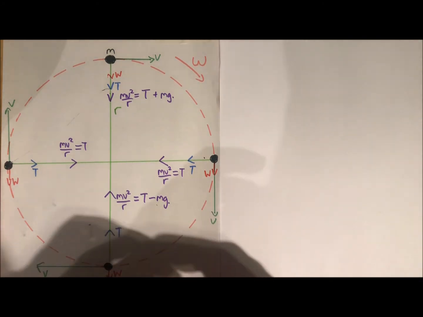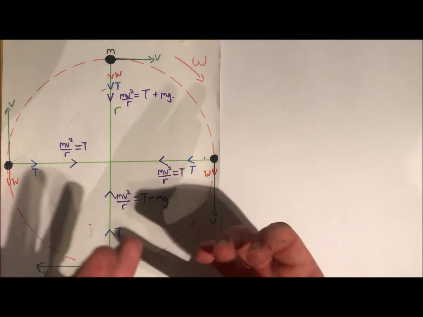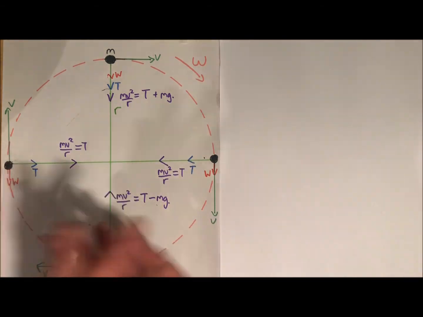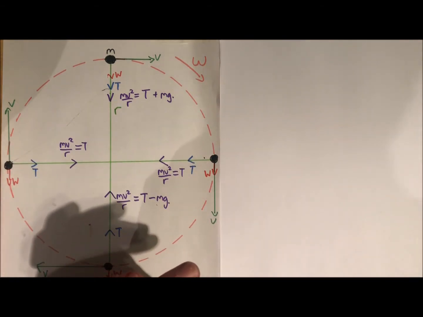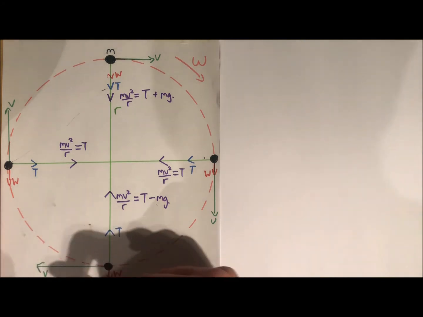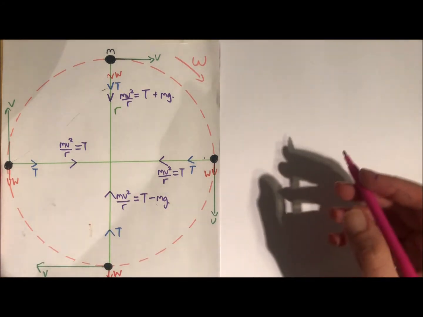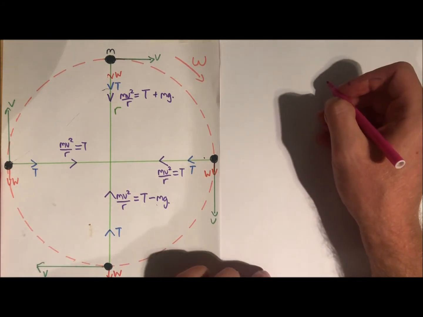Now the last example is just to look at some different scenarios. They're not different theory-wise, they're just different scenarios that commonly come up, just to make sure you're familiar with a couple of these. And the first one I'm going to do is a loop-the-loop scenario.